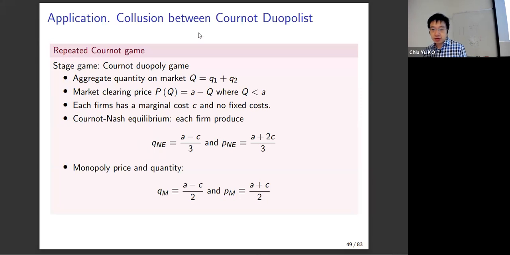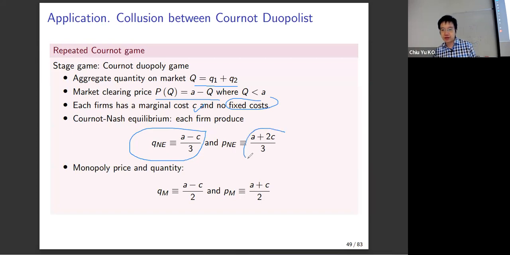So we have only two firms, okay? Their outputs add up together to give the market price. To make it simple, no fixed cost, and there's a constant marginal cost. That's the same setup we have. And in the Cournot model, this is what we have: it'll be 1/3 for each one.